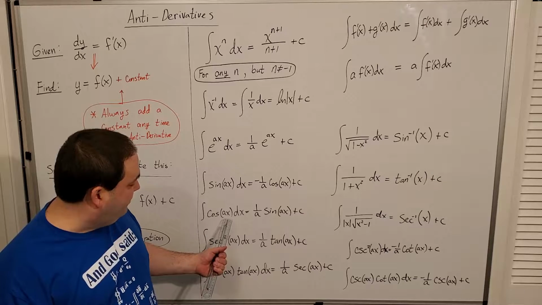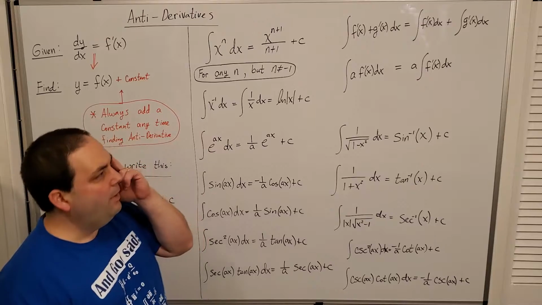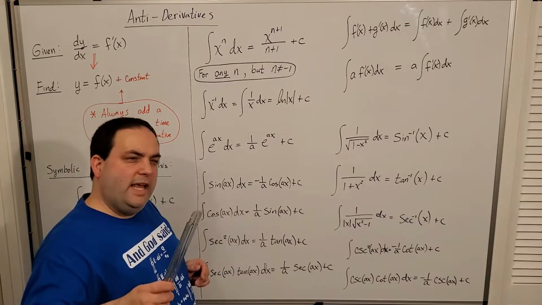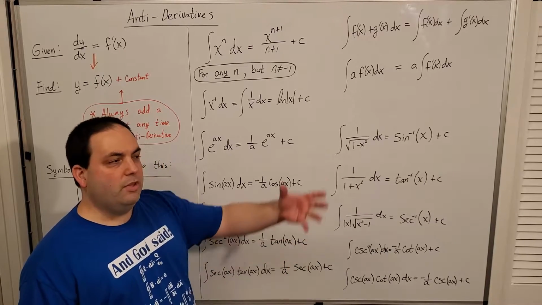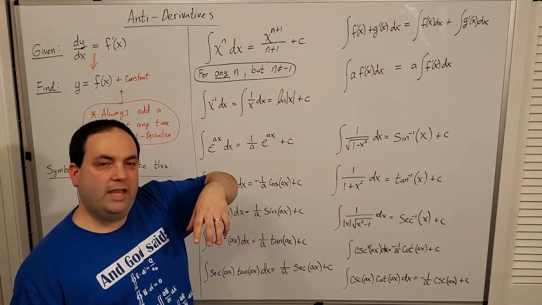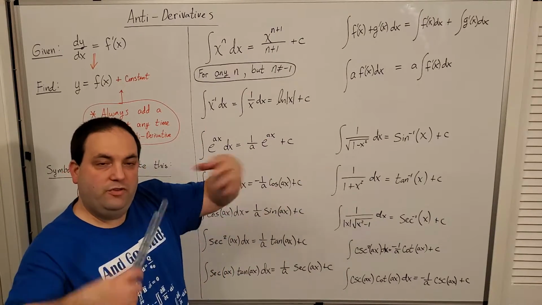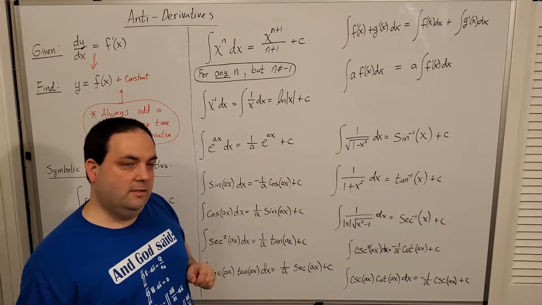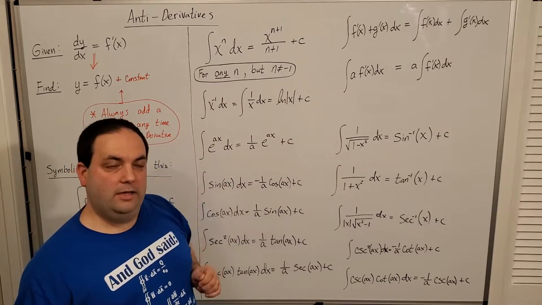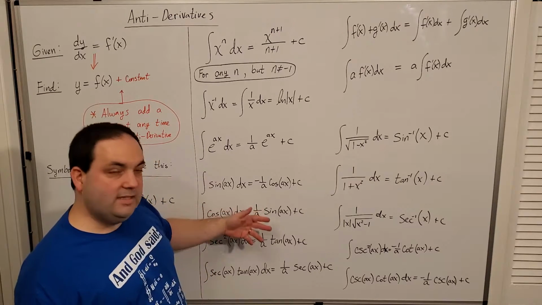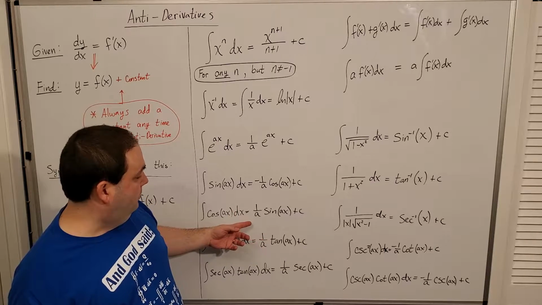The cosine, if I have some number times x, you have to divide by that number. Let's think about that for a second. If I were taking the derivative of sine of 5x, remember the chain rule would have that 5 on the outside, 5 cosine of 5x. So when I'm doing the antiderivative, instead of multiplying by the inside number, I'm doing the anti, right? So it'll be dividing by that inside number, okay?